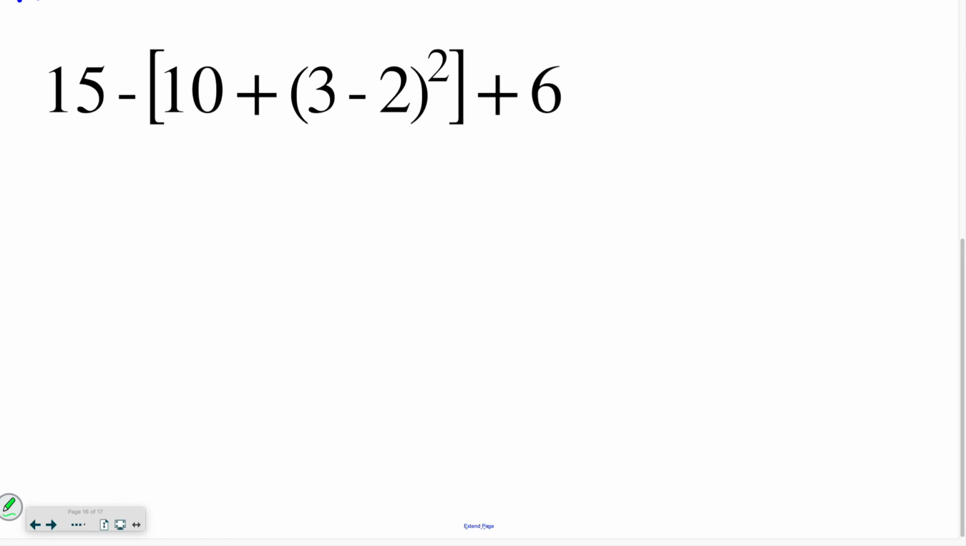So I'm going to start with the innermost parentheses. So that would be my regular parentheses right here. That 3 minus 2 becomes a 1. It's still squared. Everything else is going to stay the same for now.